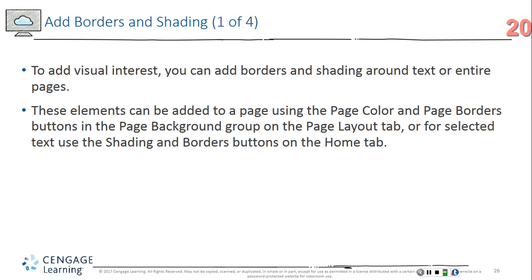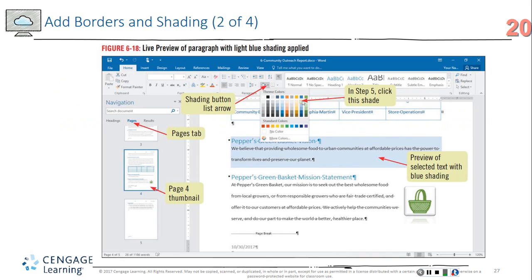Or for selected text, you can use the shading and borders button on the home tab. Either way is fine. So in this case, you can see we have selected text. We've got the shading button list arrow selected. So here are our different shading colors available. Looks like we've selected a light blue, which you can see is around this text.